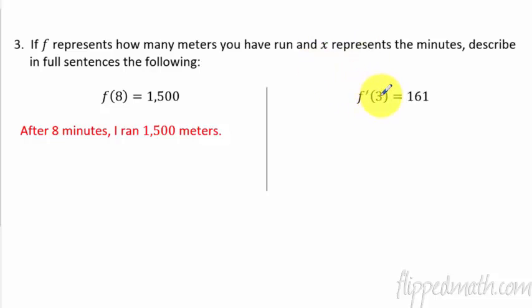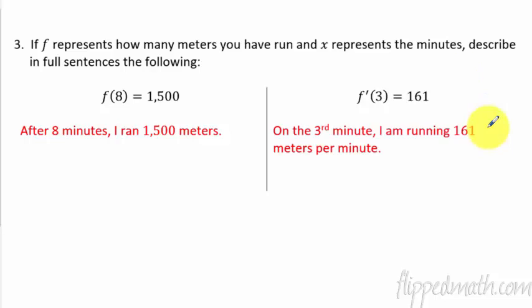Now in the next one I have f prime of 3 equals 161. This is where you've got to be able to recognize that this is a rate of change. So it's the rate of change at which, remember how it's y over x for our delta y, delta x, it's change in y, change in x. Well in this case y is what? The meters. So it's how much the meters are changing by how often the minutes are. So in this case it's on the 3rd minute.